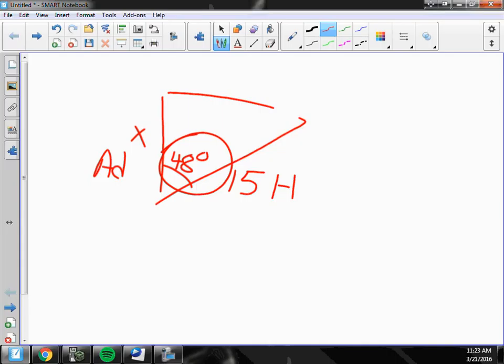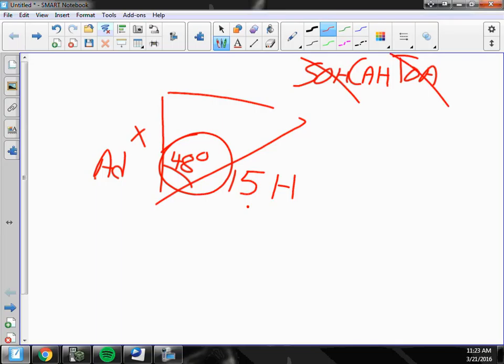Cosine. That's theta. Does everybody see its cosine? So, TOA. The question is asking me to find the adjacent, so I need to use that. It told me the hypotenuse, and I know nothing about the opposite, so those are out.